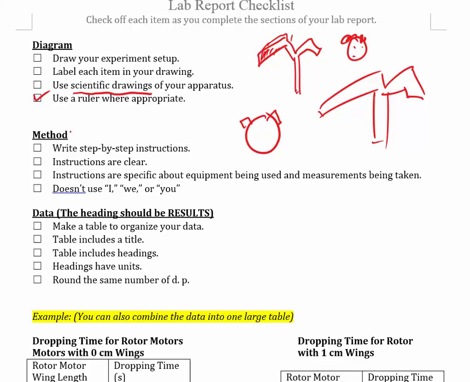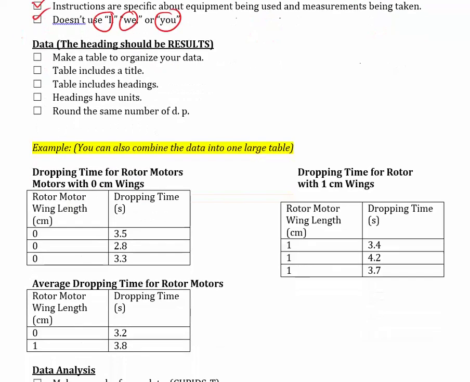For method, you need to put step-by-step instructions of what you plan to do or what you did. Make sure they are clear. Be specific about the equipment, and you don't have to use I, we, or you. Just talk or write in the third person. You should be used to that from writing class.